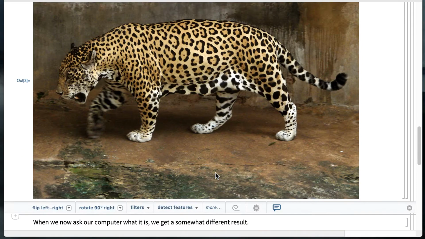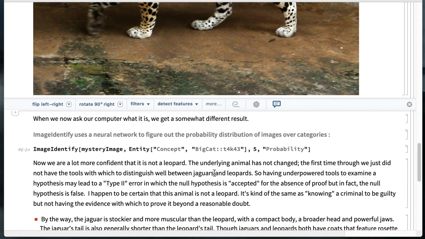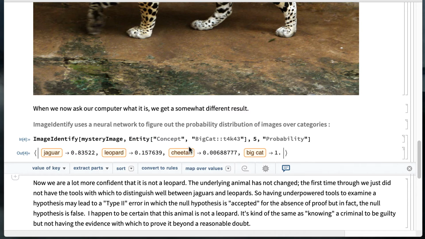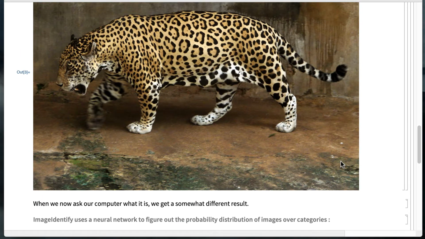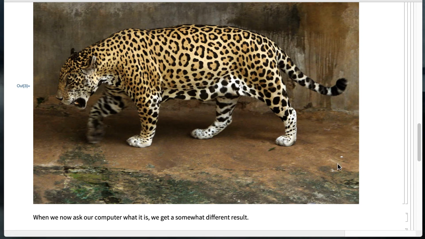Let's see now what our computer, our neural network, thinks that it is. And if we run it, now we're 84% sure that it's a jaguar, 16% sure that it's a leopard. We've pretty much ruled out cheetah. We've ruled out snow leopard, and we're still 100% certain that it's some kind of big cat. So we're a lot more confident that it's not a leopard. And yet, it's the same animal. I promise you it is the same animal.